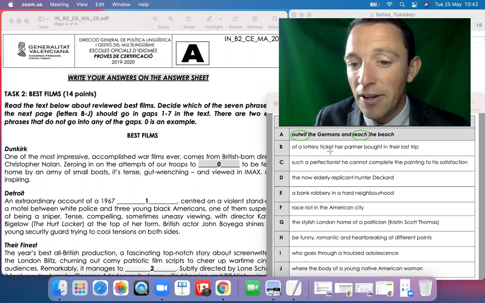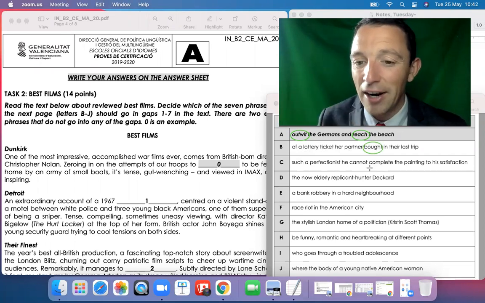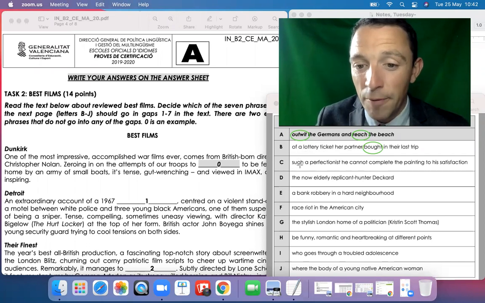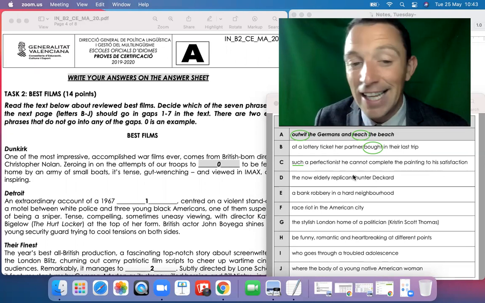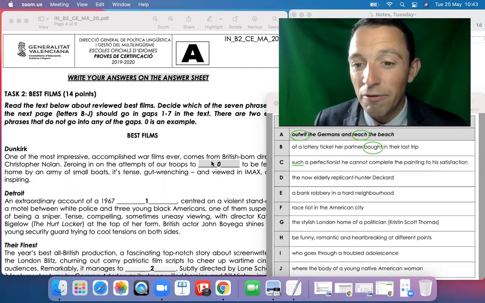B, a lottery ticket her partner bought in their last trip. So the verb to buy, comprar in Español, and the past irregular, bought. C, such a perfectionist, he cannot complete the painting to his satisfaction. So not too difficult vocabulary, and hopefully in the paragraph it will make sense. But option C is not too difficult for vocabulary.